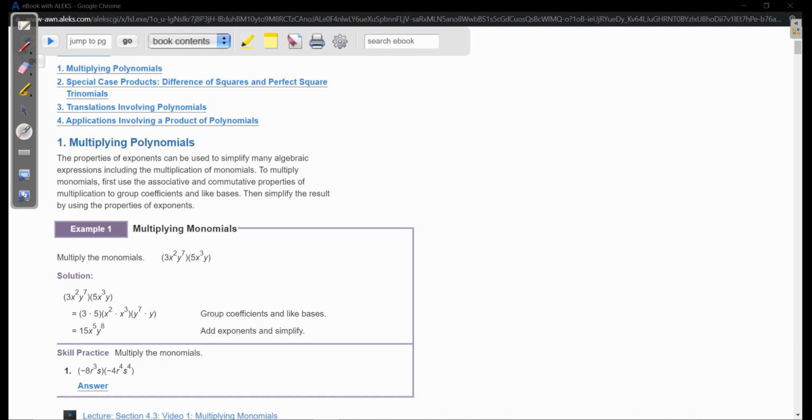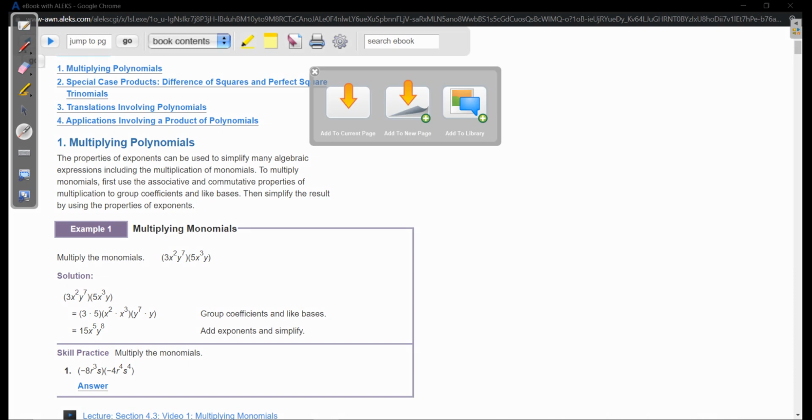Okay, so I know all those words mean little to you. I won't say little to you, but it's very wordy, right? So let's just do an example instead. Multiply the monomials.